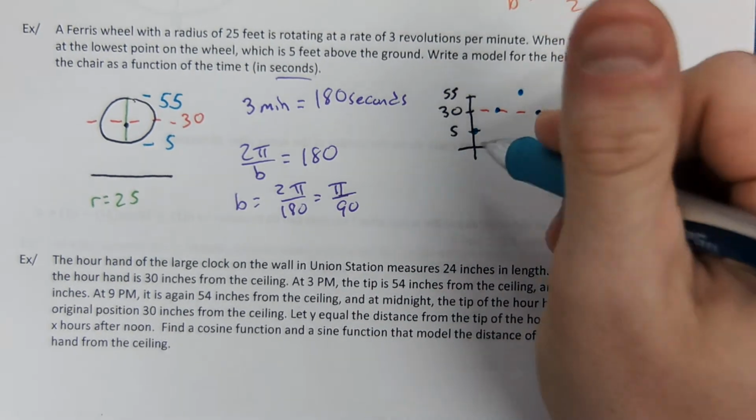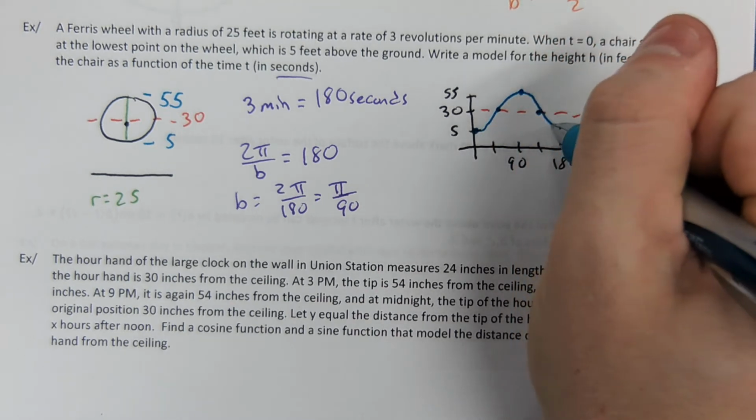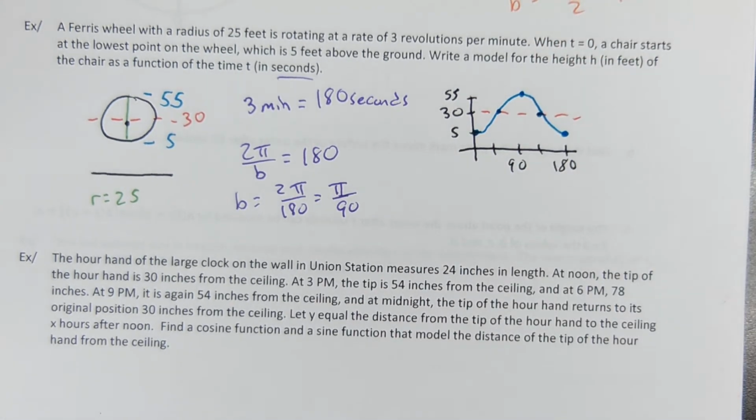But the reason why we went ahead and sketched it is that we could see what kind of wave we're looking at. What kind of wave suits this really well? Negative cosine, because it's upside down. So, what's that? Negative cosine?